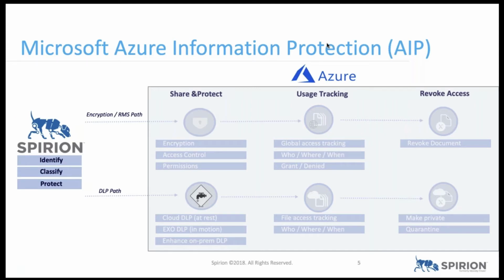So the way the integration works is by currently using all of the discovery, classification, and protection mechanisms that are built into the Spirion platform and extending those into the encryption patch, the RMS patch, the DLP patch of Azure. And for that matter, vice versa. So labels that are set with AIP, MIP can equally be acted upon and protected by the Spirion platform.